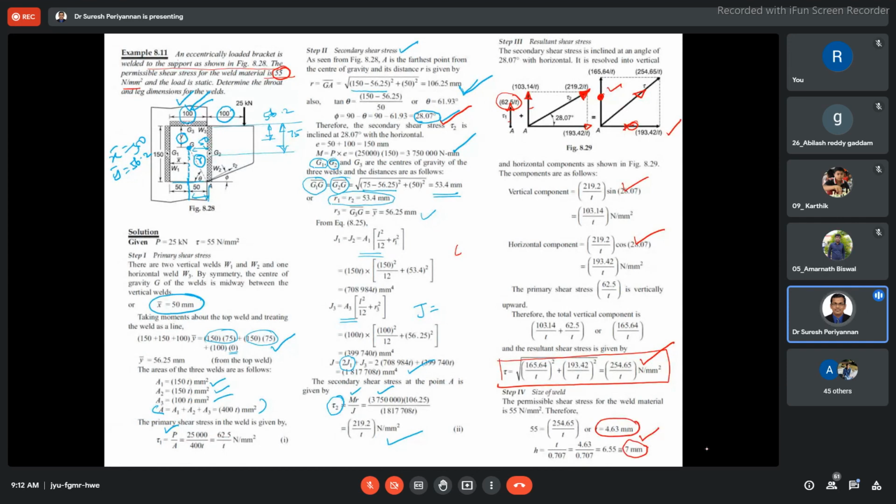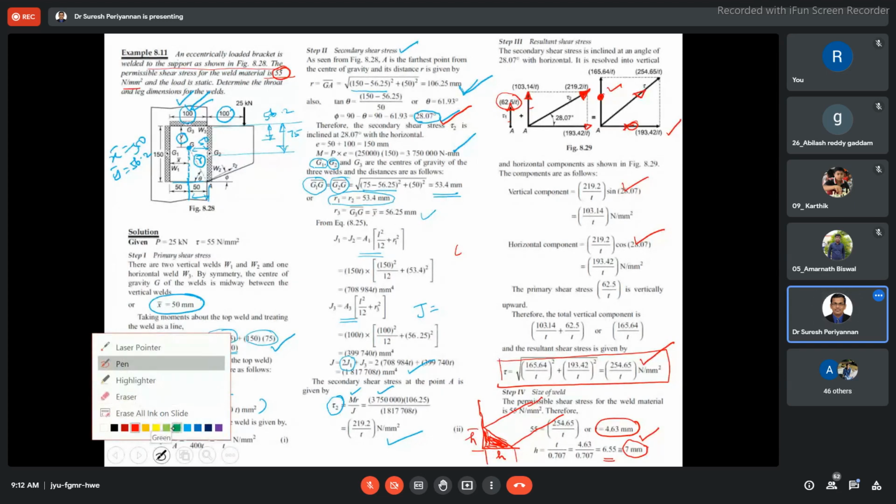Then the leg length also we are able to find out. This is our leg length. This is our weld length. Right, where is our T? T is here. T is sitting here.